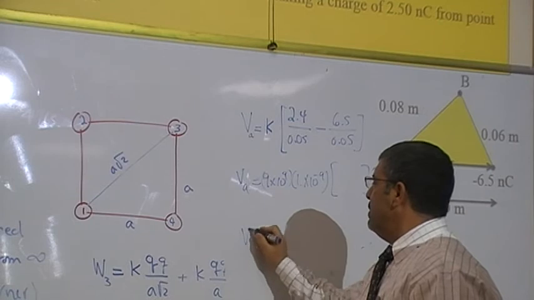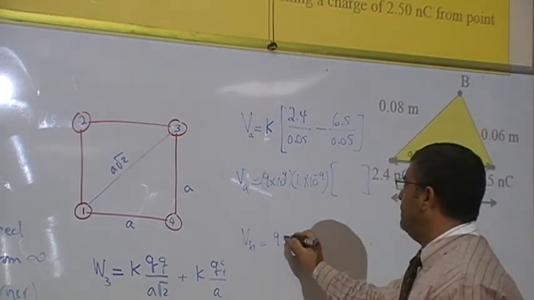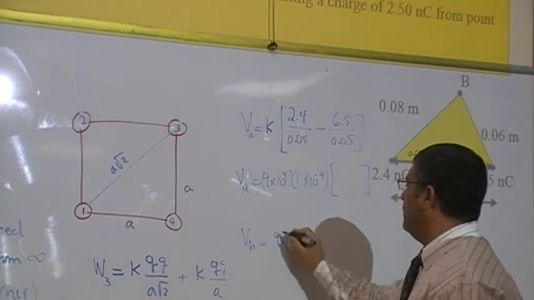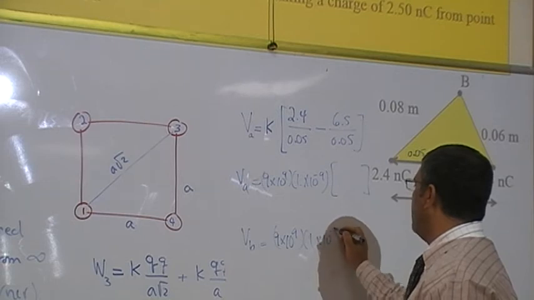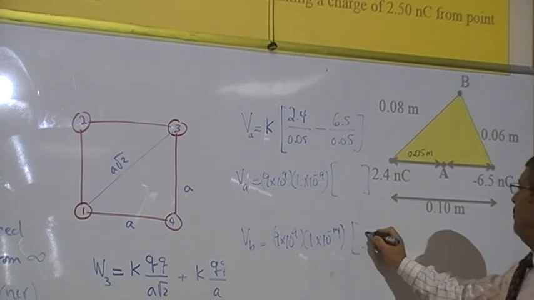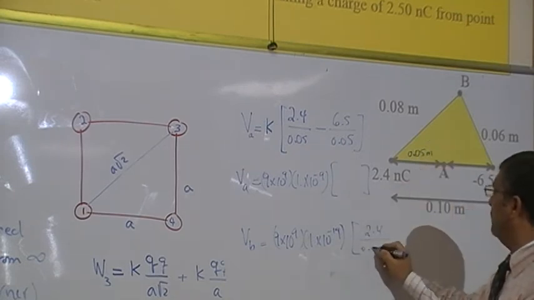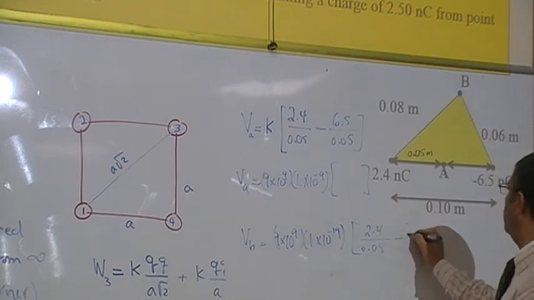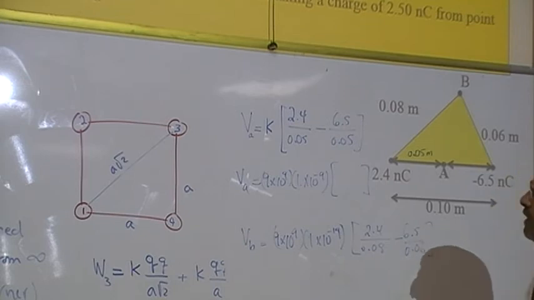VB, so this is V at point B. Again, it will be 9 times 10 to the power of 9, times 1 times 10 to the power of minus 9, and then I have 2.4 divided by 0.08 minus 6.5 divided by 0.06. Okay, so I got VA and I got VB, which are numbers now, in volts.